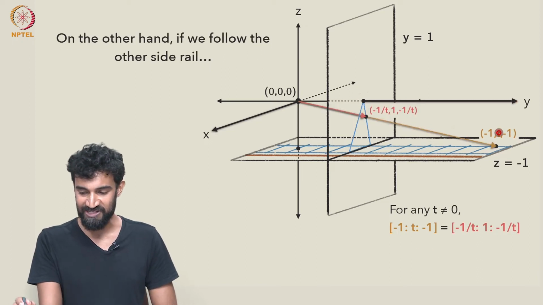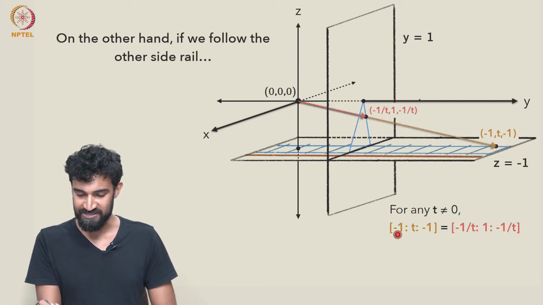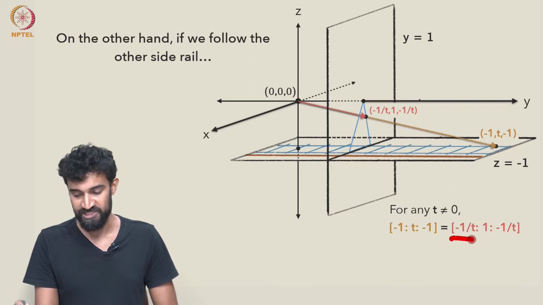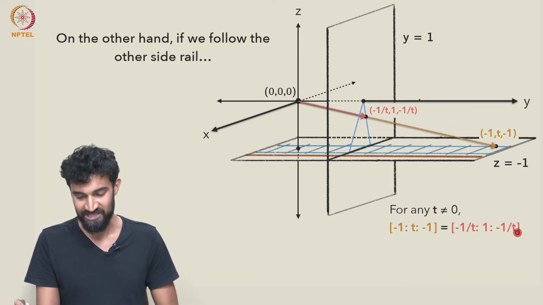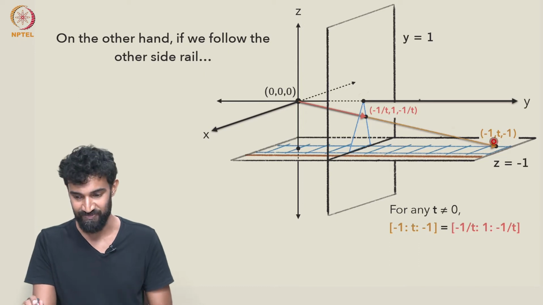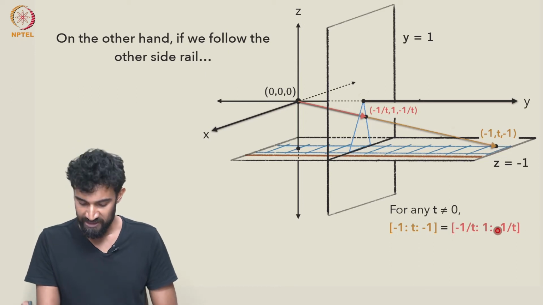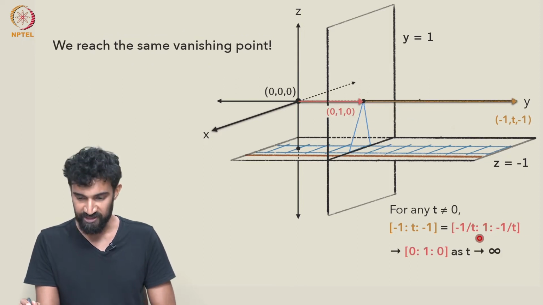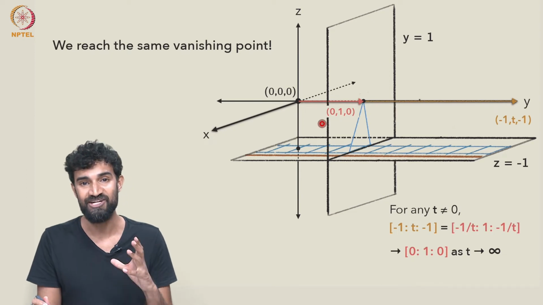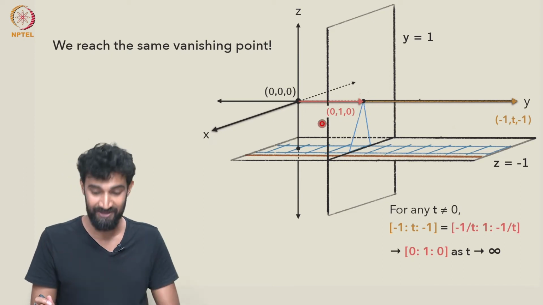And as we let t go to infinity, what does this go to? Well, minus 1, t, minus 1, that's equal to, in homogeneous coordinates, minus 1 over t, 1, minus 1 over t, dividing everything through by t. t is clearly non-zero. It's clearly positive here from the picture. So this goes to 0, this goes to 0, so the whole thing goes to 0, 1, 0. We reach the same vanishing point as t goes to infinity.